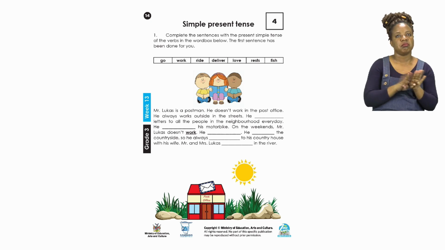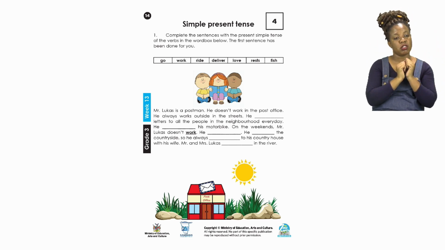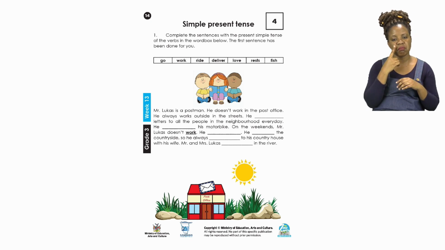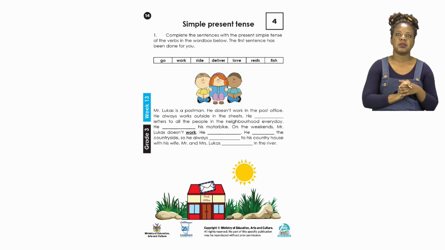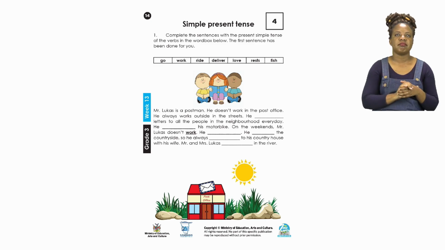Now the rest of this I will let you do by yourselves. Remember to choose a word in the word box and then change it into simple present tense. Read it out loud so that you'll be able to understand it even better. Then, when you are done, please read the full passage to make sure that it makes sense. If you need to change a few places where you think you might have gotten it wrong, that's okay too. Just make sure that you change them to simple present tense. I will see you when you are done after the advert break.